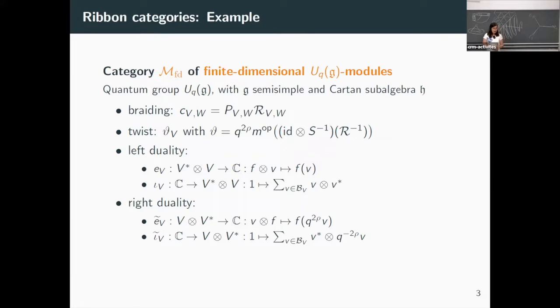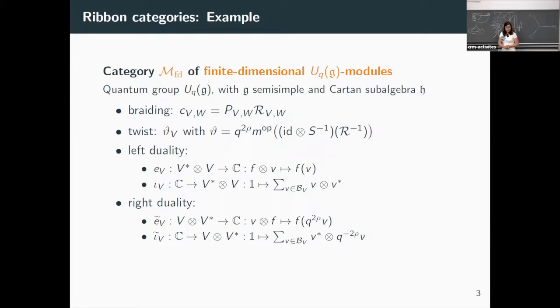Left evaluation is really evaluation of the dual vector element on the vector. And co-evaluation is just sending the scalar 1 to this sum, where we sum over the basis vectors b_V. What we have here is a homogeneous basis, a basis consisting of weight vectors of our module V, which is necessary in order for this map to be actually linear for the quantum group.